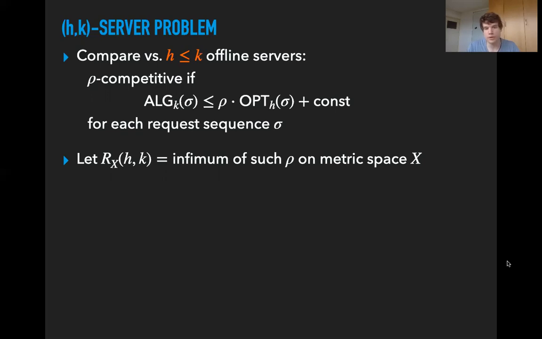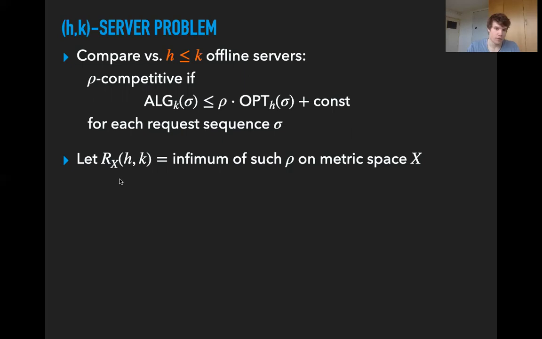The only difference here is that the offline algorithm that we compare ourselves with now doesn't have K servers, but it has H servers, where H is some number smaller than K. This weakens the offline algorithm and therefore should allow us to obtain a better competitive ratio, intuitively. So we say the algorithm is rho-competitive now if the cost of the online algorithm is at most rho times the cost of an offline algorithm, where the online algorithm has K servers and the offline algorithm has H servers. And we also allow some additive constant here.